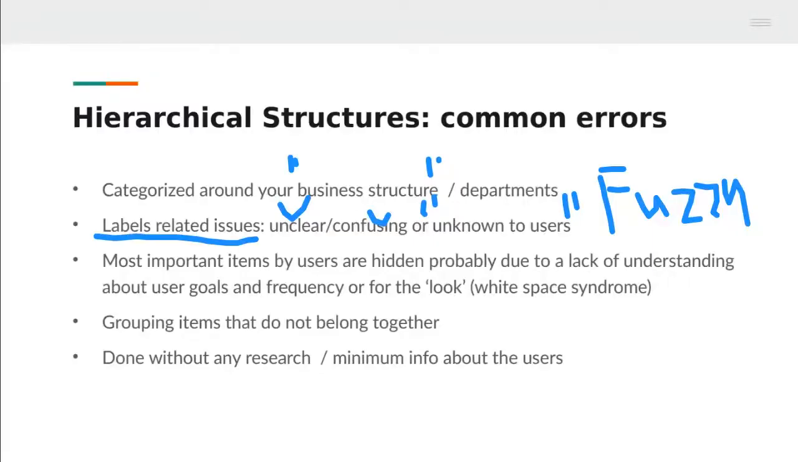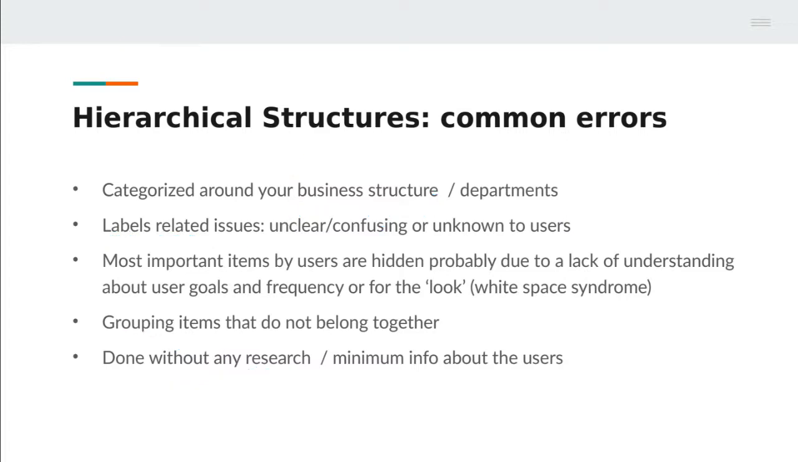You will see that some sites actually group items that don't belong. They just don't belong. So they probably did not do card sorting, did not really think about the user, and it's not done with research, or they have minimal info about the users. It happens very typically. Why do we think some businesses don't actually involve users? Why do we think businesses don't do any user research?